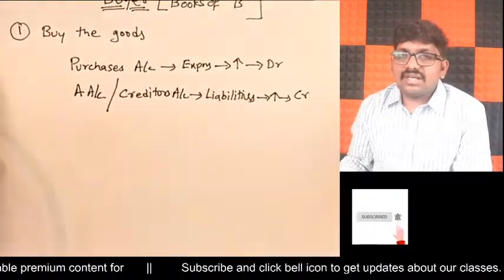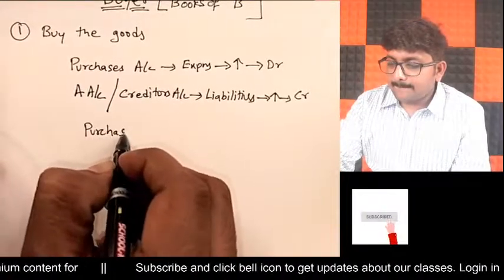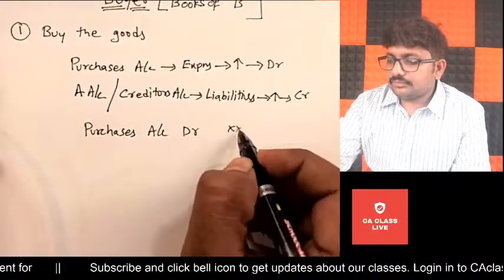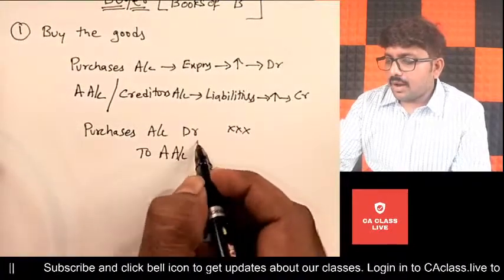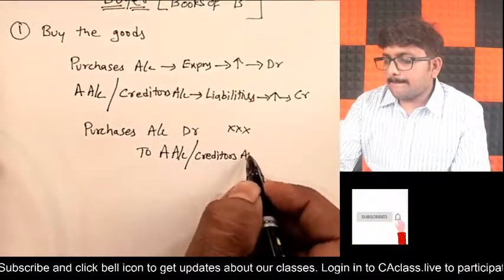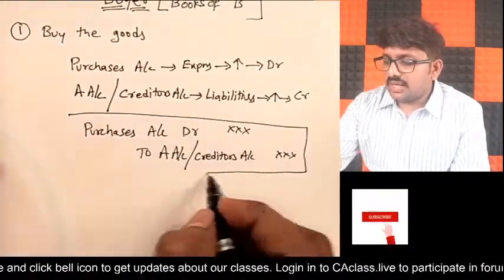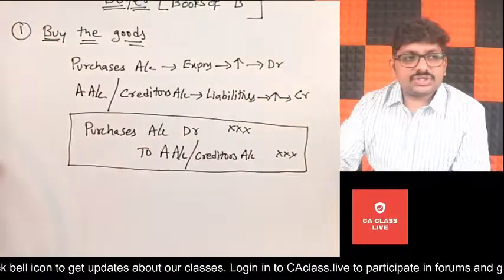So what will be my journal entry in this regard? Purchases account debit to A's account, or in general, creditors account. So this is going to be my journal entry whenever you buy the goods.